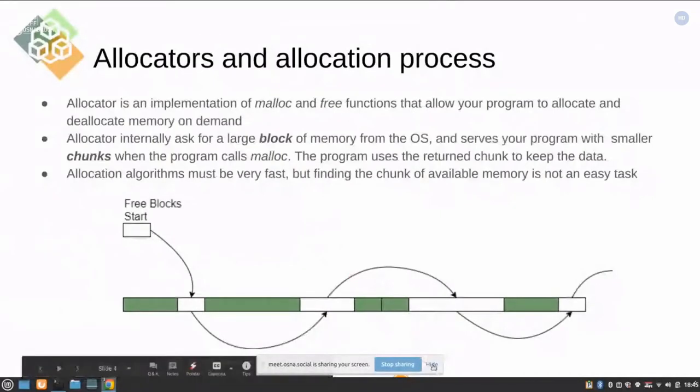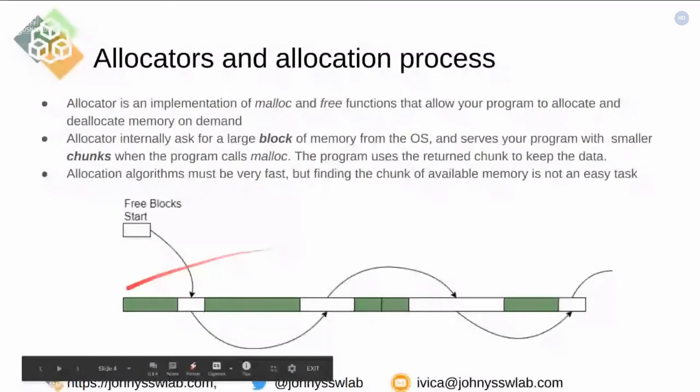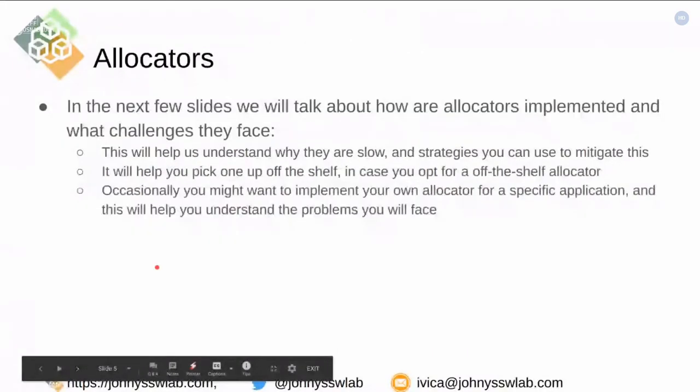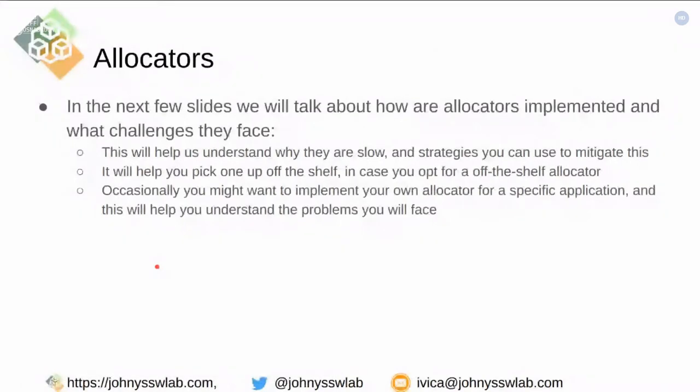Okay, let's move on. In the next few slides, we'll talk about allocators and what challenges they face. This will help us understand why they are slow and strategies you can use to mitigate the speed of the allocators. There are several open source implementations of allocators, and probably some closed source allocators. You can opt for an off-the-shelf allocator and just use it in your program. This can give a significant performance boost to your program.